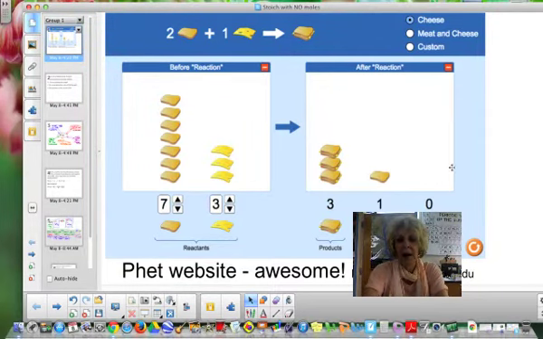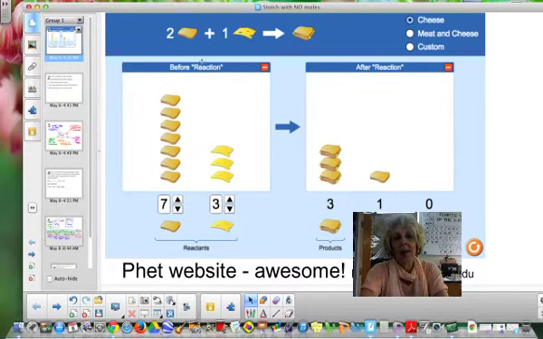I would highly recommend, if you haven't checked it out, go to the PhET website, phet.colorado.edu. There are all these awesome simulations, and one of them is about stoichiometry. It starts out with just a very simple problem where you're making a cheese sandwich. The reactants are the ingredients, like the bread and the cheese, and depending on the ratio of bread to cheese, that tells you how many products you can make.